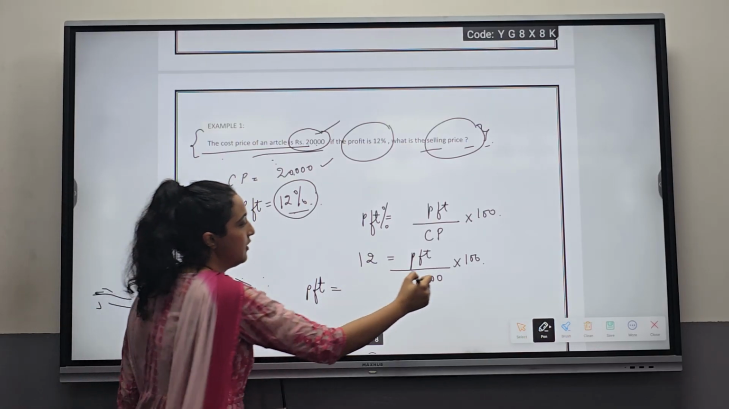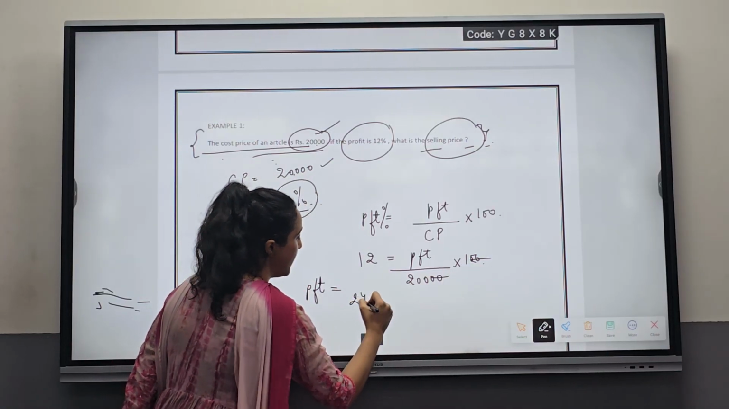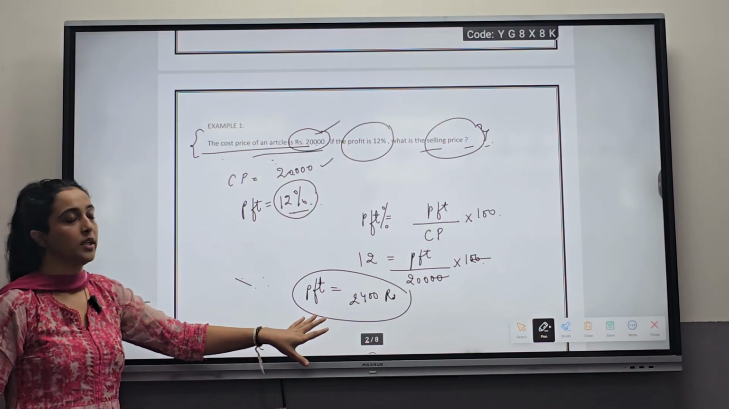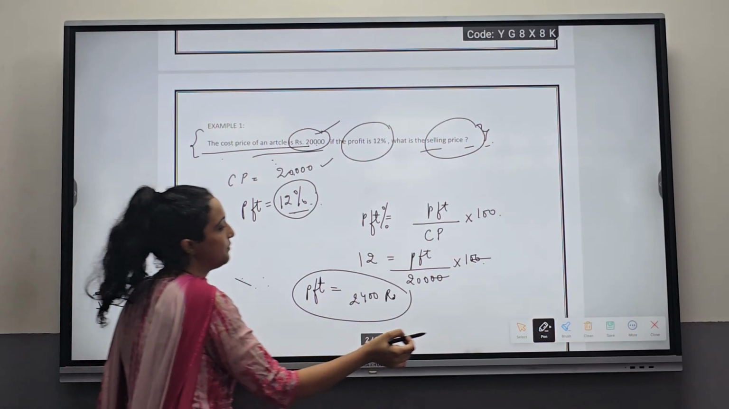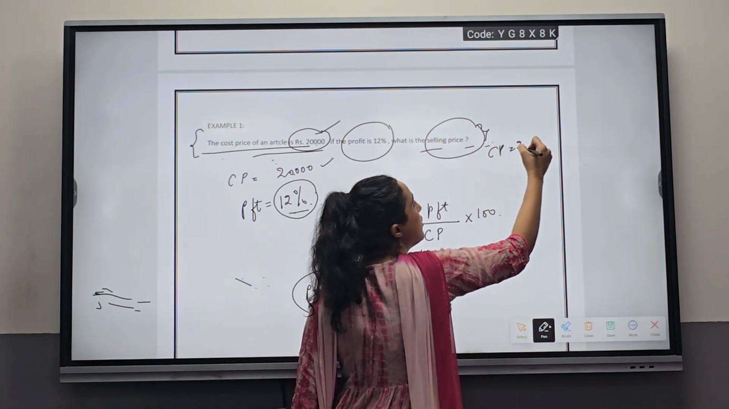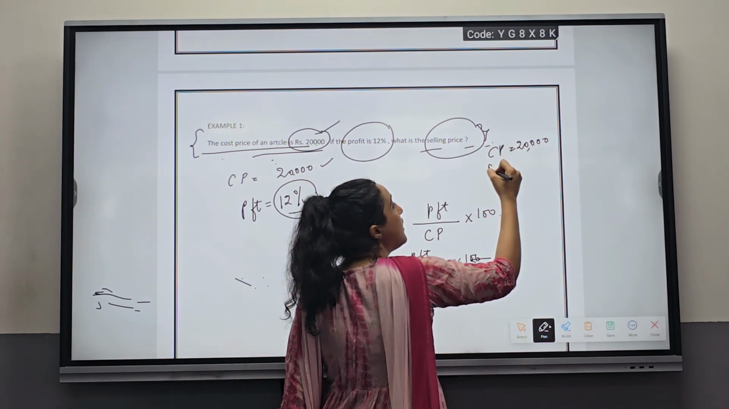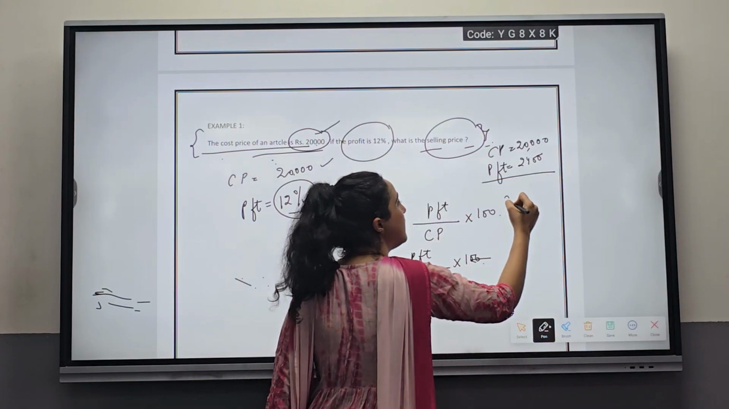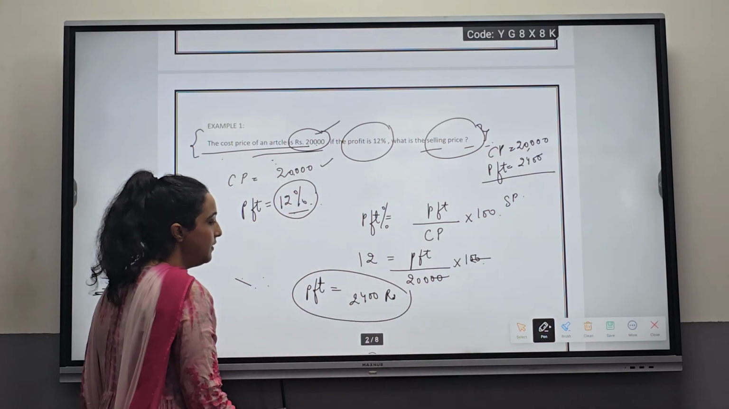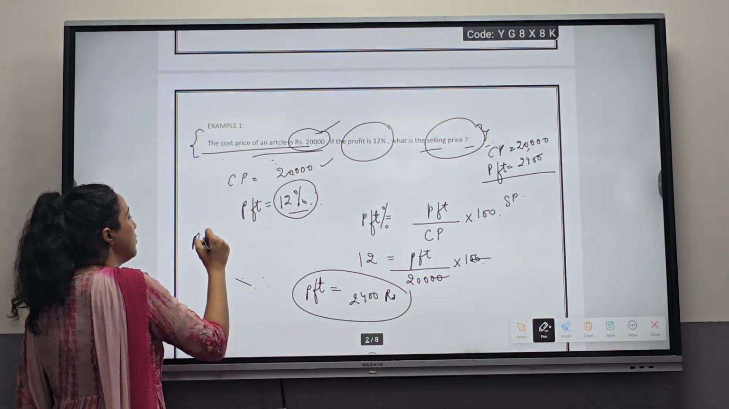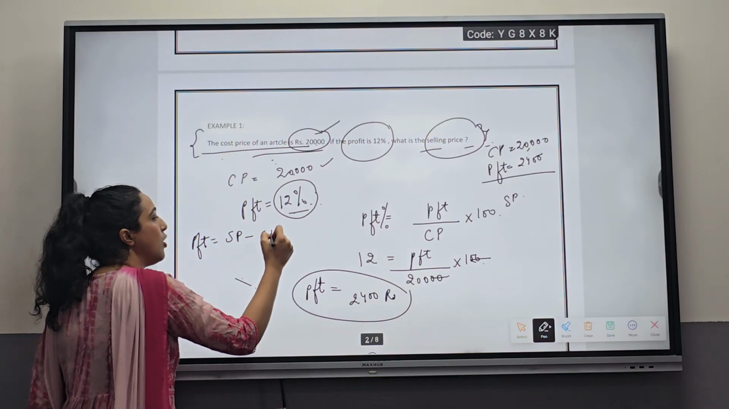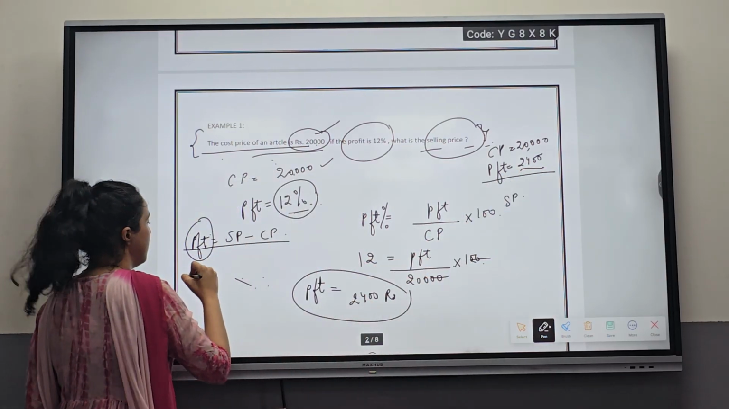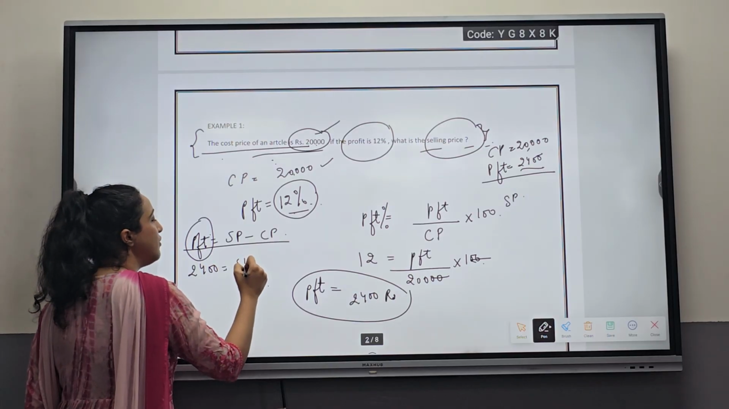Profit will be what? You will get 2,400 rupees as your profit. This is the profit amount. Now your cost price was 20,000, and if you are having a profit of 2,400, then what will be the selling price? Again, use the formula. Profit is selling price minus cost price, right? We know profit is 2,400. Selling price we have to find out.